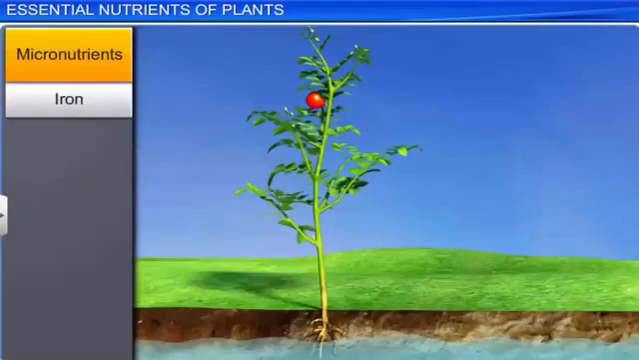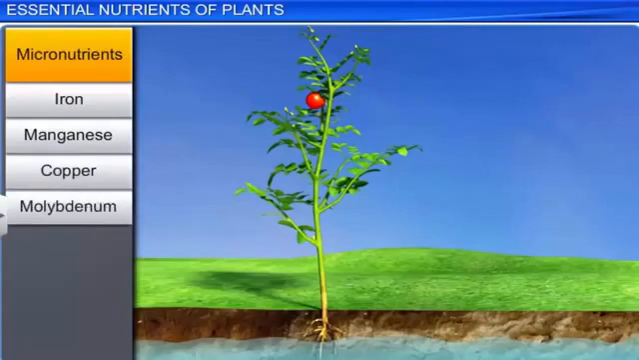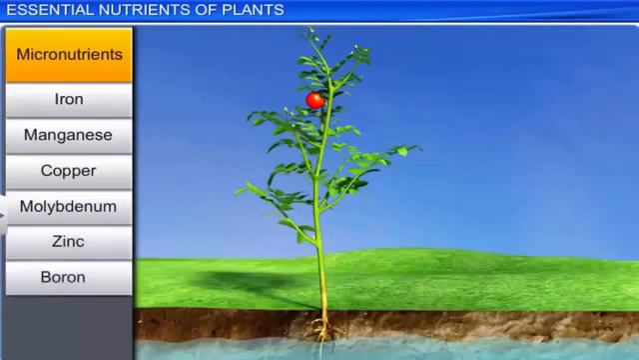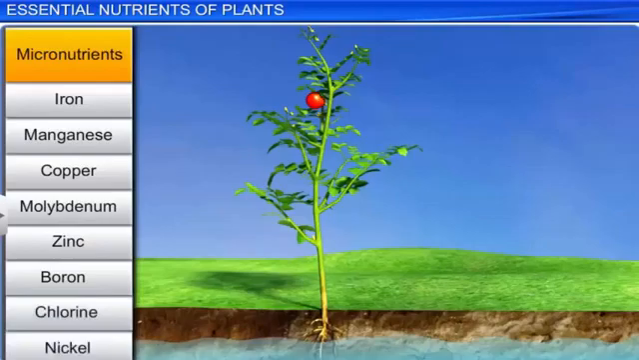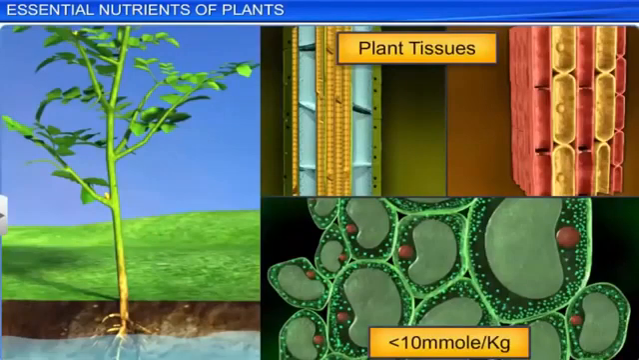Iron, manganese, copper, molybdenum, zinc, boron, chlorine, and nickel are examples of micronutrients. Plant tissues contain less than 10 mmol per kg of dry matter.